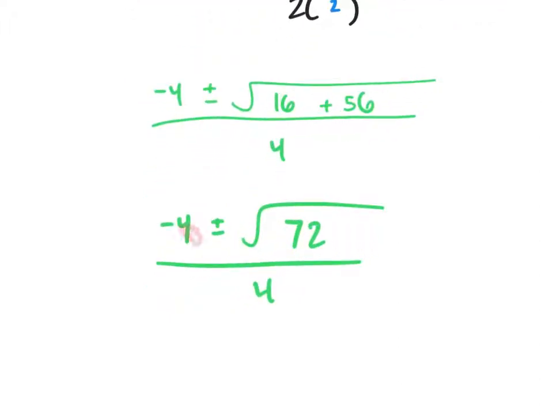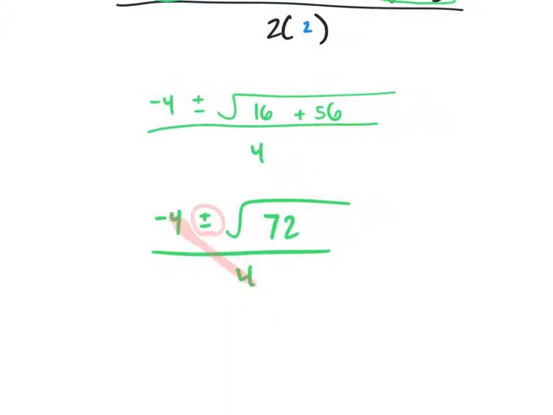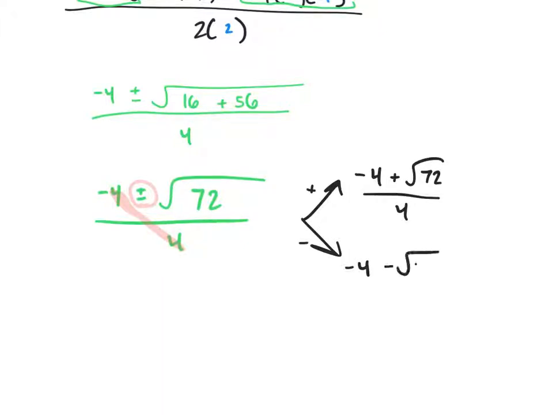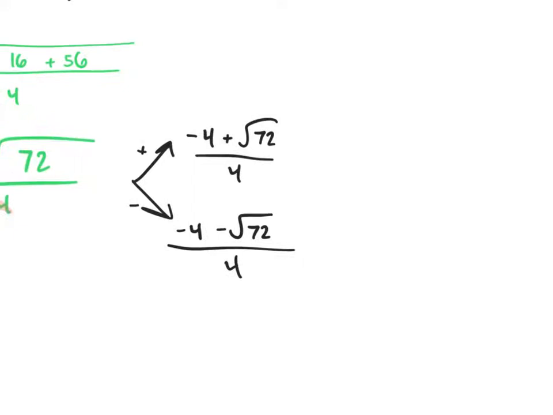You are not allowed to cancel out these 4's because there's addition or subtraction there. We won't go all the way through the simplification process on this. That gets saved for Algebra 2. But we will split off into the positive and negative case. So we have -4 plus square root of 72 all over 4. And we have -4 minus square root of 72 all over 4. And so what that means is we'll get the two answers, but we'd have to type them in on our calculators to find the decimals.